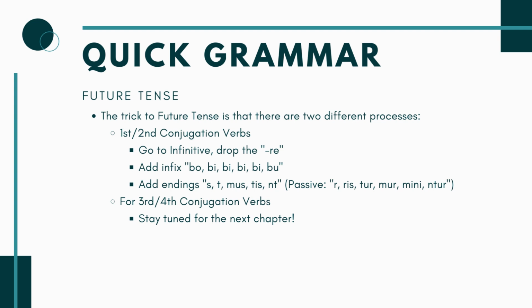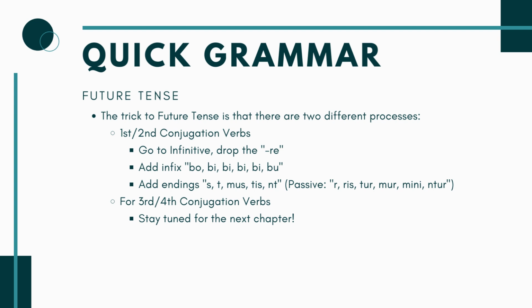But the process is to go to the infinitive, right, for a first or second conjugation verb. Go to the infinitive, drop the re. That gives you what we call the present stem. Then you add on an infix, which is exactly what we did with imperfect tense. So this should feel familiar. The present, imperfect, and future go together, right? They're all basically doing the same thing.